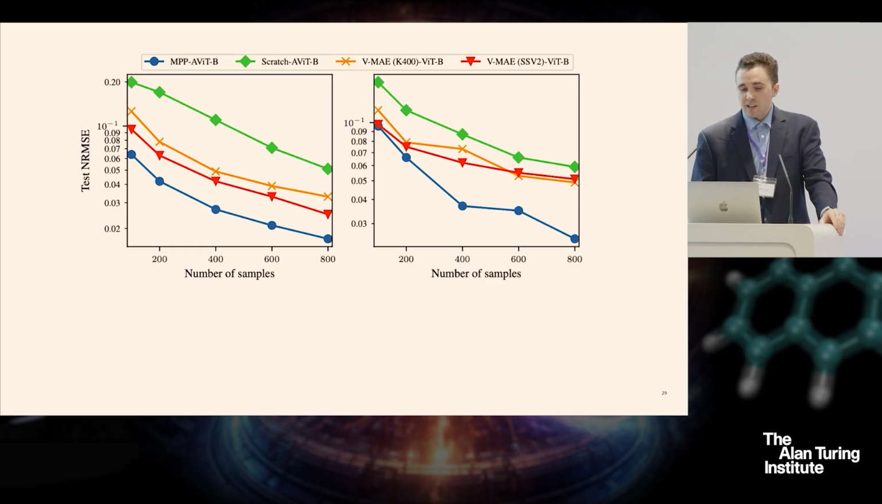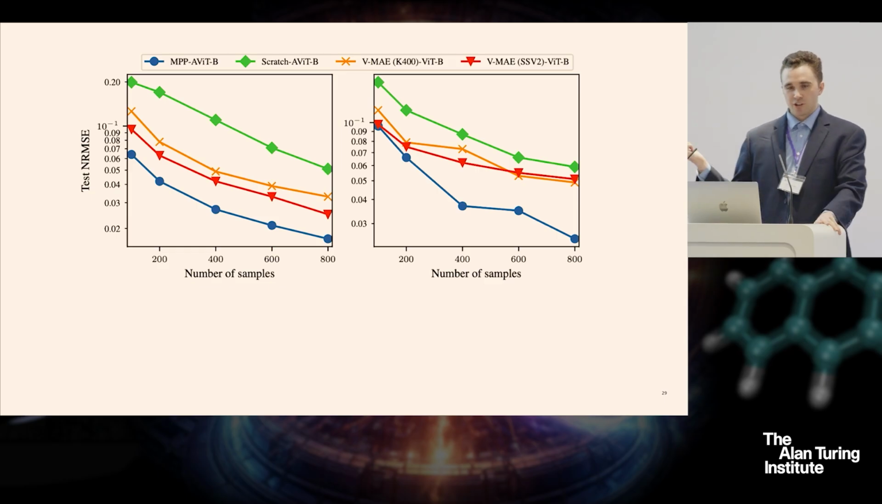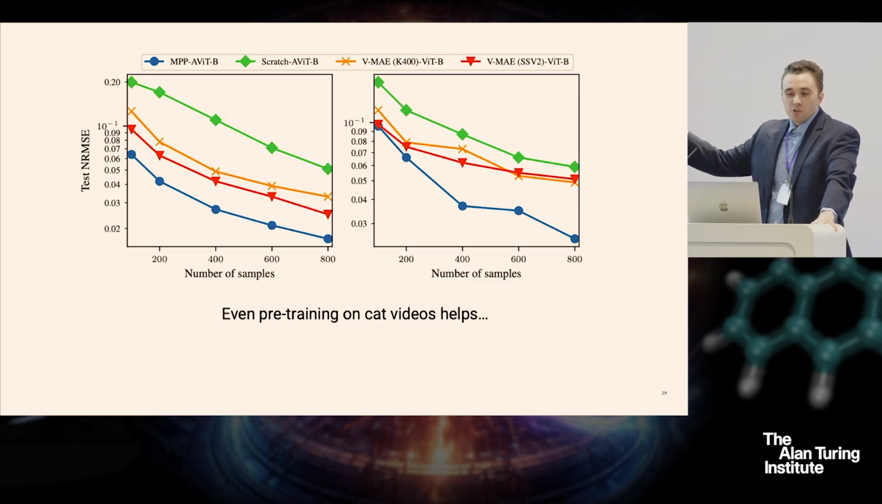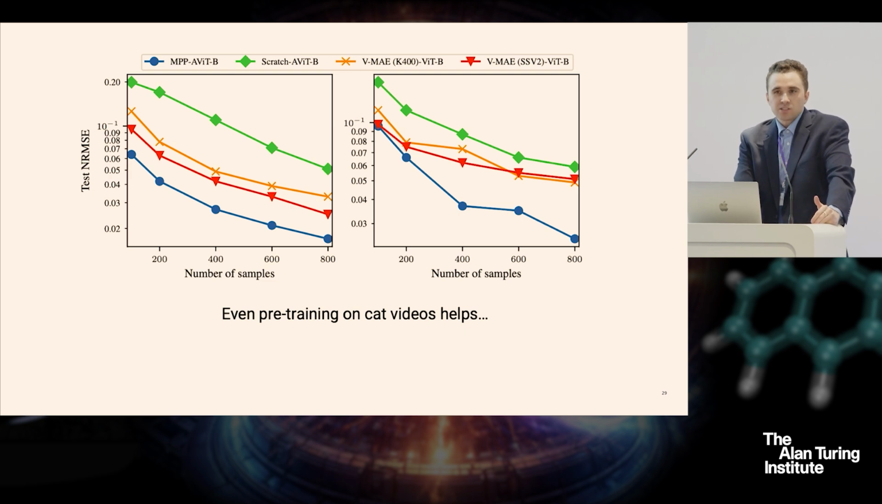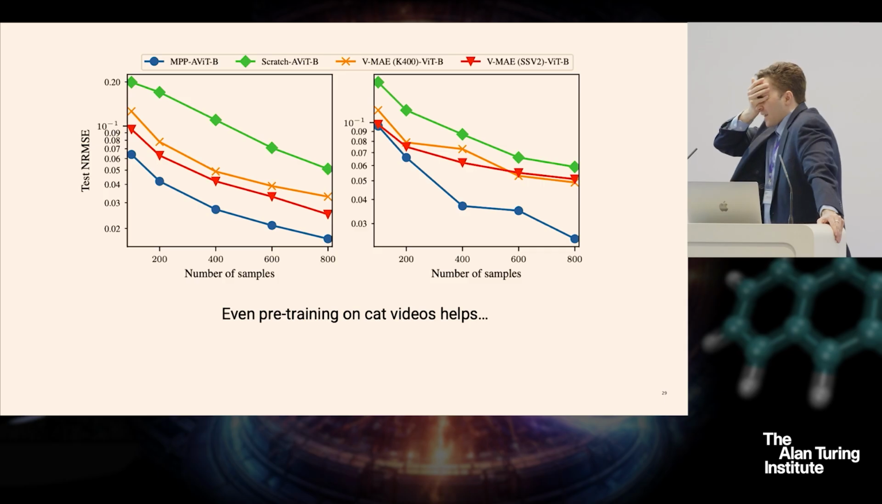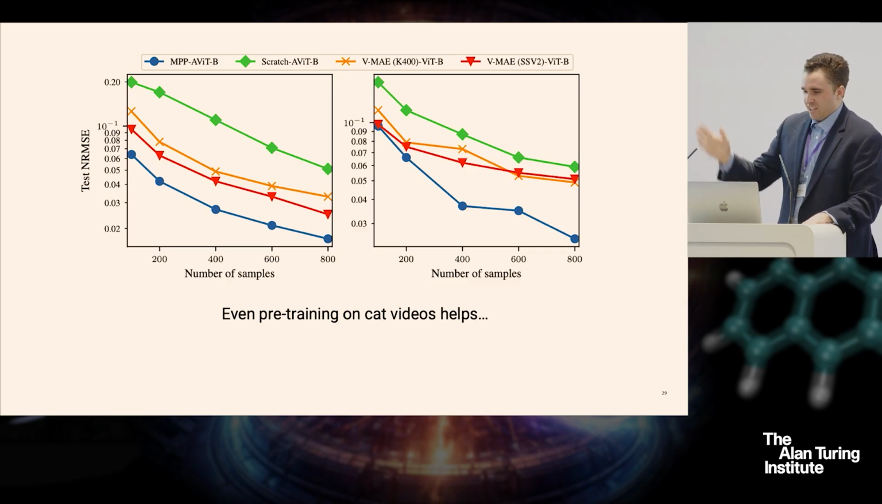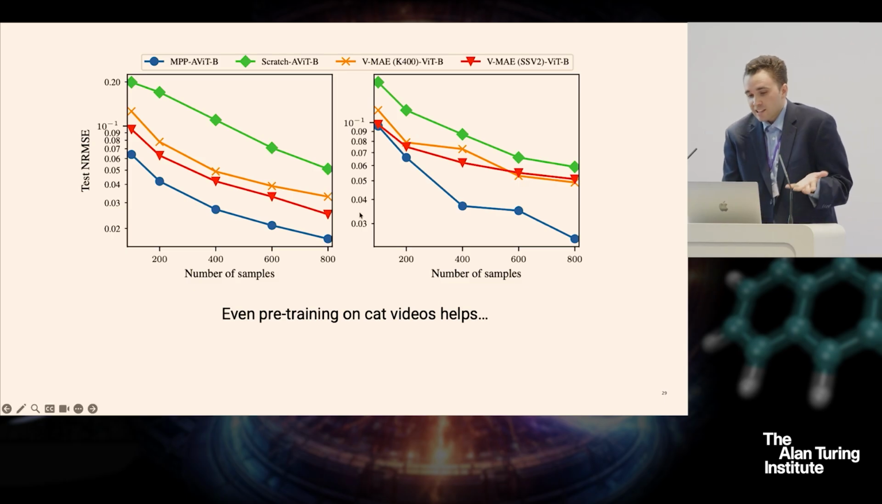Now, the really interesting thing is the middle. The red and orange curves are models that are trained in part on cat videos. This model is literally trained on videos of humans petting cats, and it gives you better performance than training from scratch. It's quite significant in some places. I remember there was a tweet that went viral at the time: oh my God, pre-training on cat videos is a state-of-the-art turbulence model, which is kind of true.